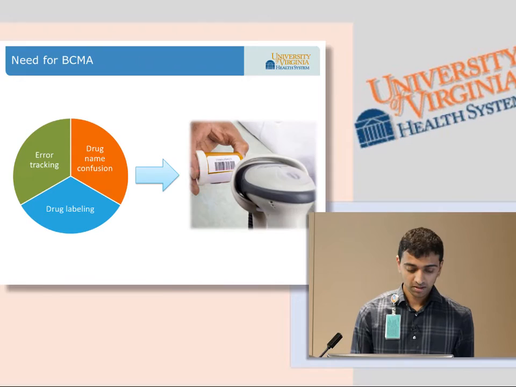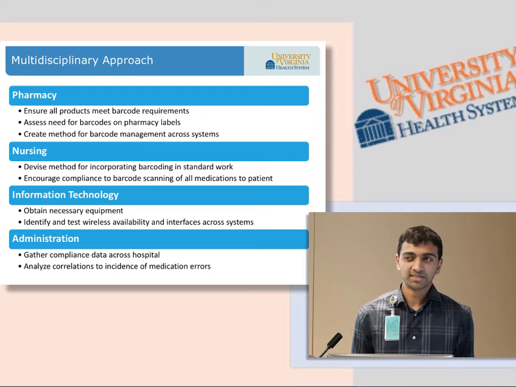So obviously, barcoding, as you can see, involves a lot of people, a lot of teams. Fortunately here at UVA, we already have it in place, but at a hospital that plans on implementing BCMA, it takes a lot of teams and a lot of manpower to actually have it in place and start a BCMA program.